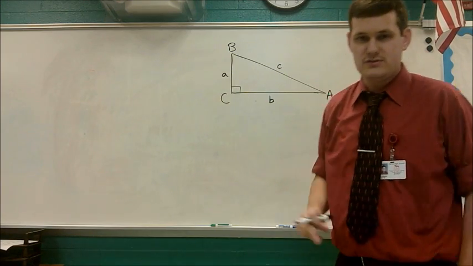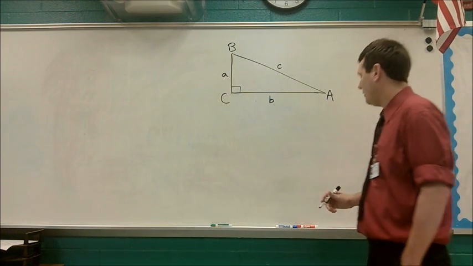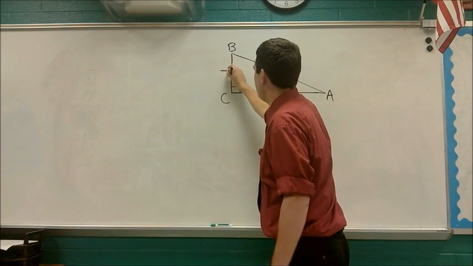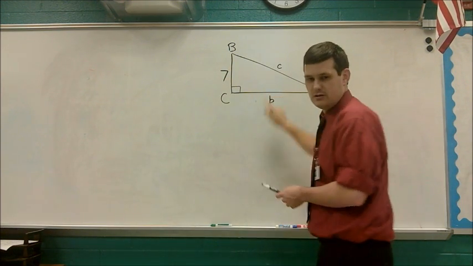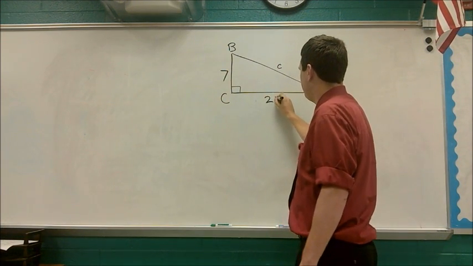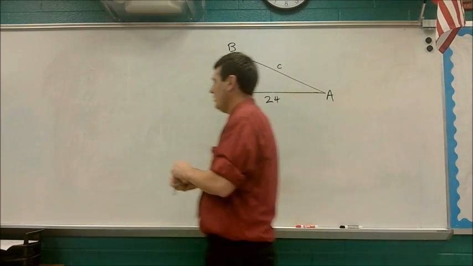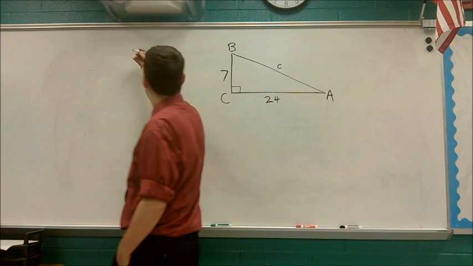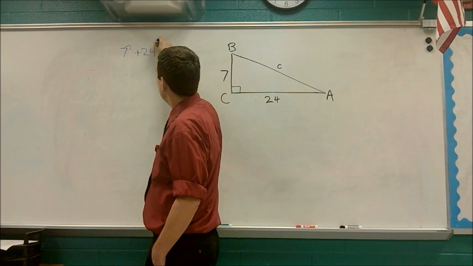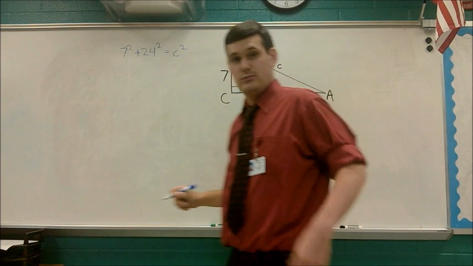What they told us in the problem is that a is 7 and b is 24. So in this case we'll erase the A and replace it with the 7. What did they tell us? B was 24? Yeah, b is 24. Now to find c, we need to use the Pythagorean theorem. So we know that 7 squared plus 24 squared equals c squared. I don't know off the top of my head what 7 and 24 squared is, so let me get a calculator.